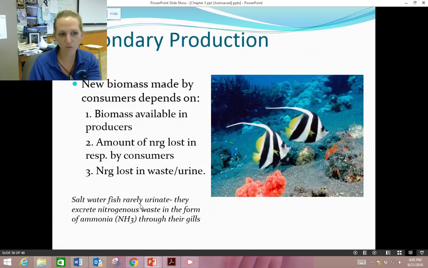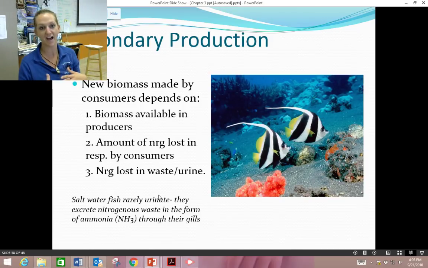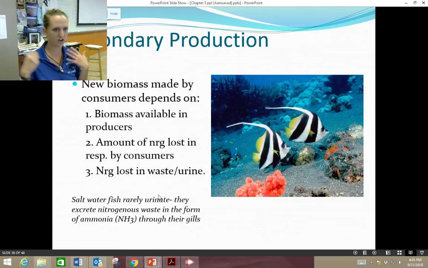Saltwater fish, they rarely urinate because they're going to try and keep all of the water that they have inside of them because it's really salty on the outside. A lot of times when they're trying to get rid of ammonia waste or nitrogenous waste, we release ammonia in our urine, but they will release ammonia through their gills. It's just in a gaseous form. Ammonia is NH3.